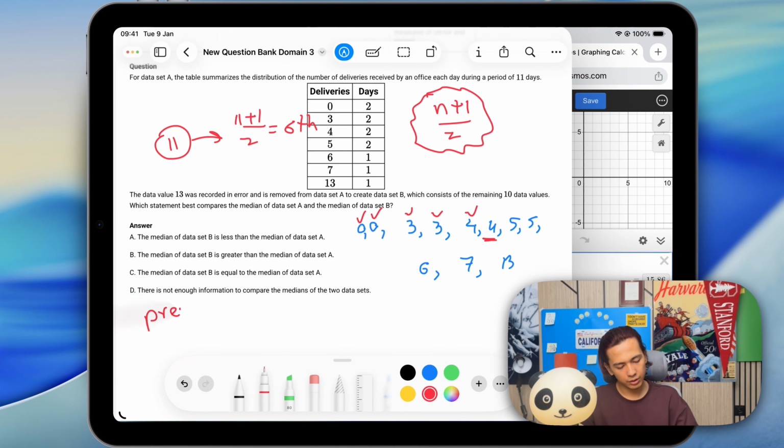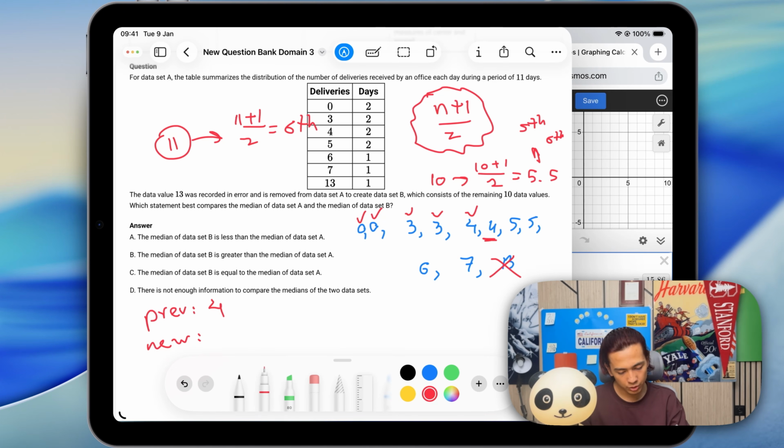So previously, it was 4. But now, what happens? When you remove the 13, you now have in total 10 values. That means the center is going to change. It's 10 plus 1 over 2, which is 5.5. That means you take the 5th and 6th values and find their mean, their average. So 1, 2, 3, 4, 5, and 6. So 5.5 comes down to the 5th and 6th values, yeah, everything's correct.